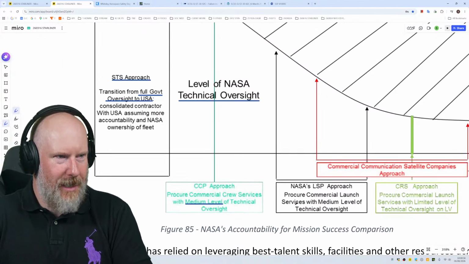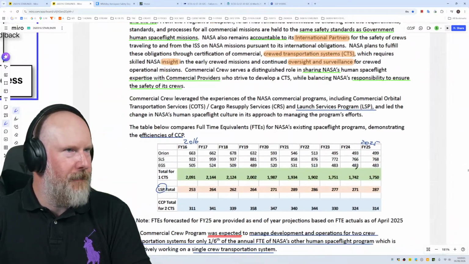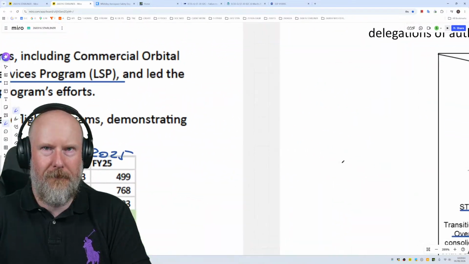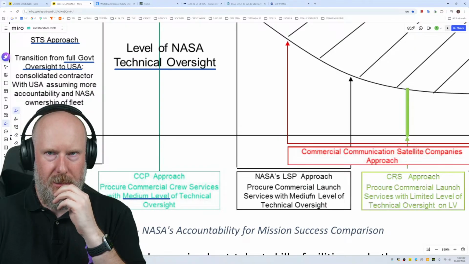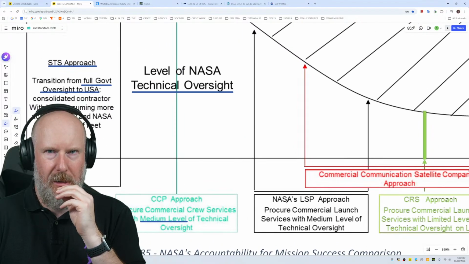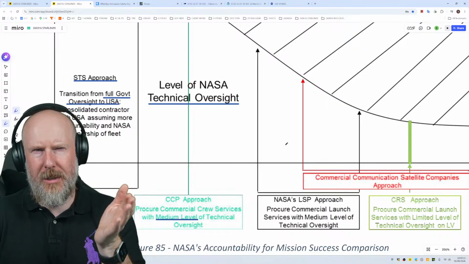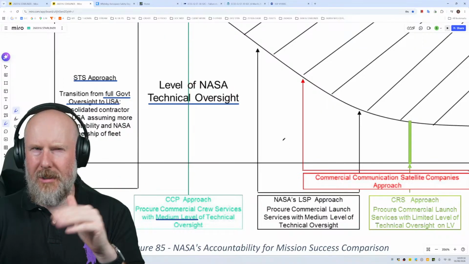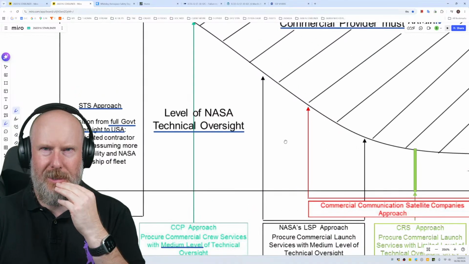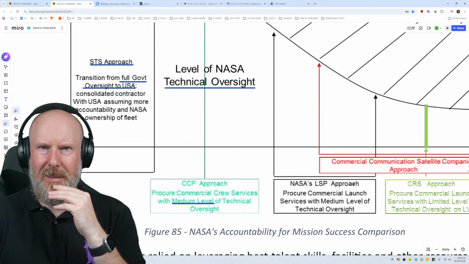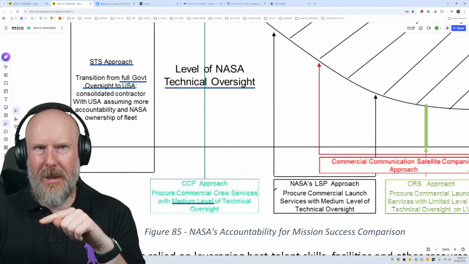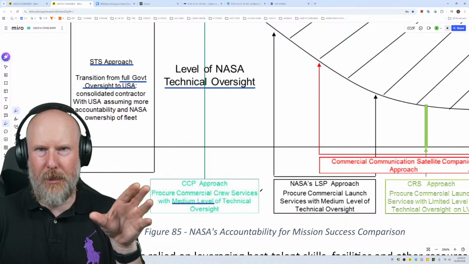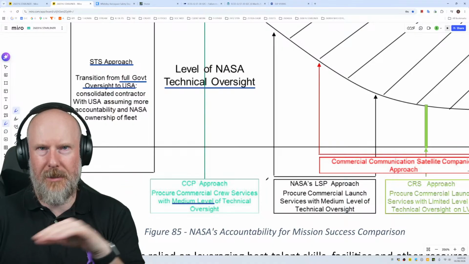NASA's LSP approach. That was the launch services thingy, wasn't it? LSP, Launch Services Program. So the Launch Services Program approach is to procure commercial launch services with medium level of technical oversight. But if you're talking about procuring a service, that doesn't necessarily involve too much technical oversight, does it? And we shouldn't be mixing launch services with designing and developing a spacecraft. One is design and development, one is consumption of a service. They're two different things.